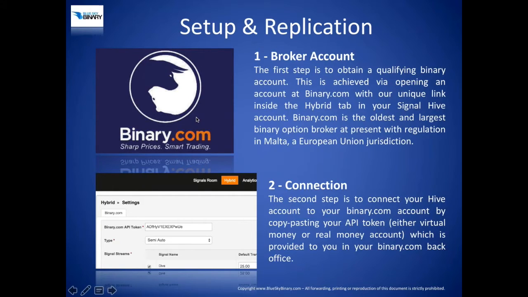So you can open a binary.com account on binary.com, or you can do it inside Hive when you click on hybrid in the top tab when you log in, and it'll take you to binary.com, and you basically can open a virtual account or a real money account. All right, for those of you that are new to this, we would highly suggest opening a virtual account so that you have no financial risk in testing the auto trader. And you do it for 1 or 2, 3 weeks, and if you're happy with the results, then you can switch over to live.